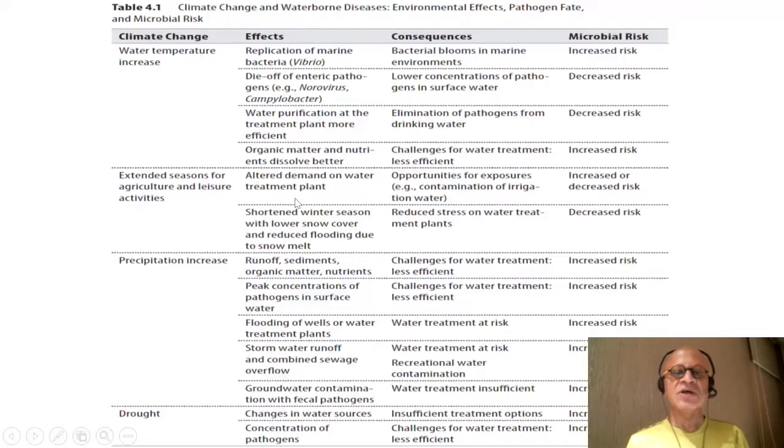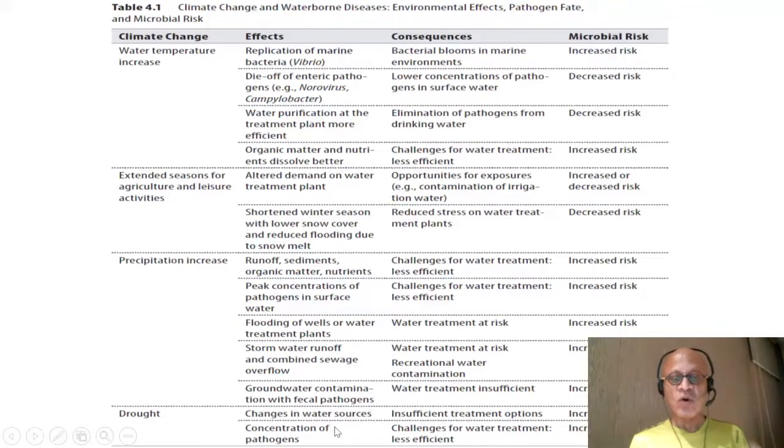There are others under extended seasons: altered demand on water treatment plants, shortened winter season with lower snow cover and reduced flooding due to snow melt. The precipitation increases can lead to runoff, sediments, organic matter, nutrients. Peak concentrations of pathogens in the surface waters are changed. Flooding of wells and water treatment plants, stormwater runoff and combined sewage overflow. Groundwater contamination with fecal pathogens like E. coli and so on. And of course, drought brings changes in water sources.